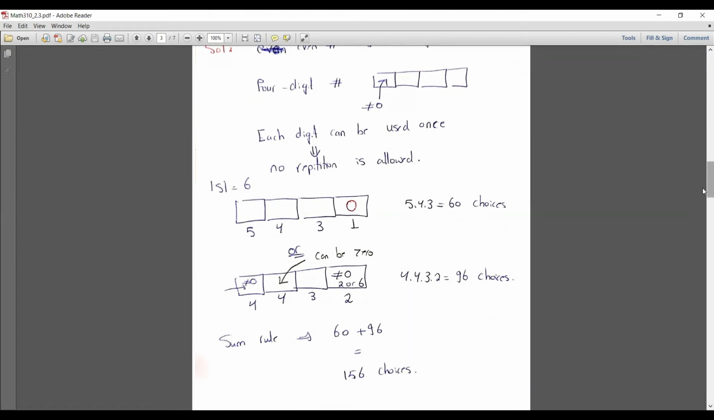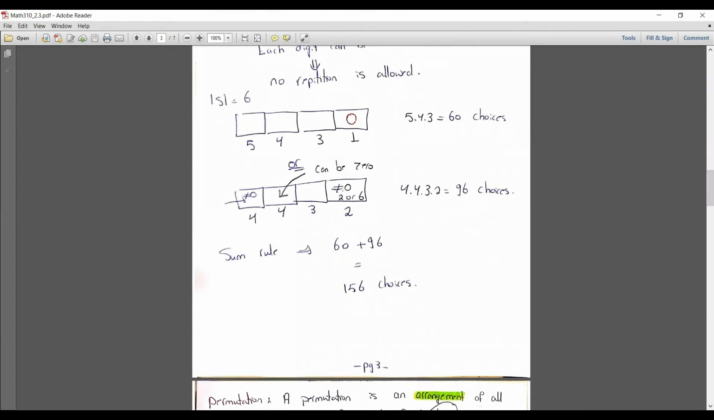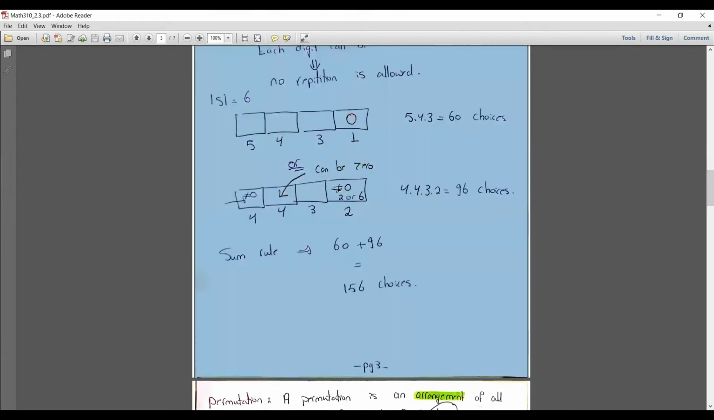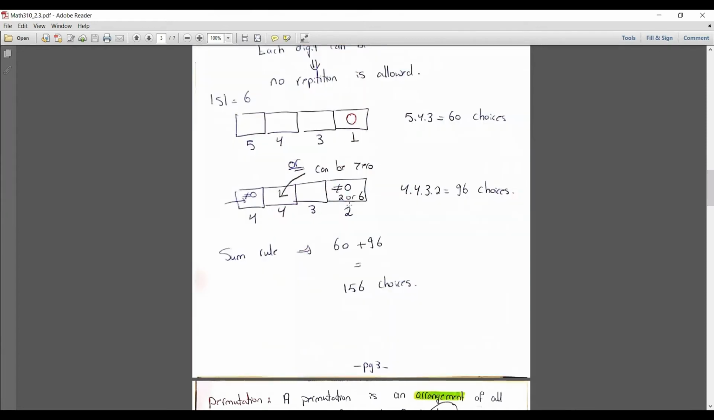Now the second one, here we should not have 0. Here the case when it doesn't equal 0, so we have only 2 options, either 2 or 6. Why? Because we are choosing an even number from which set? From the set S. Okay, guys, here we should not have a 0, right? And we should not have one of these ones.